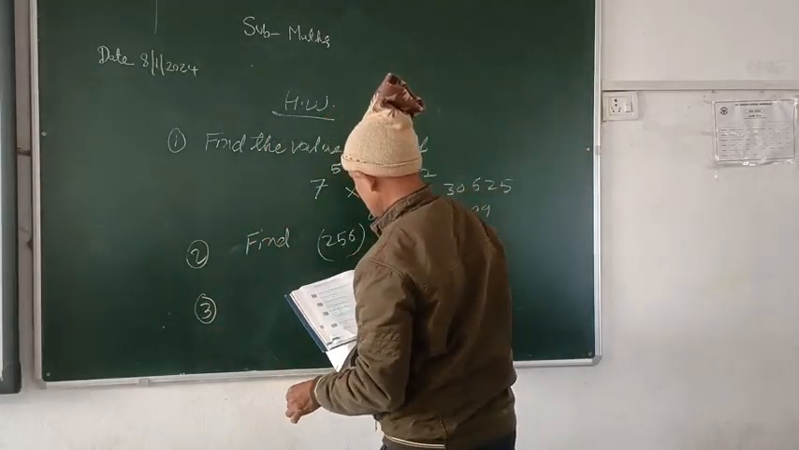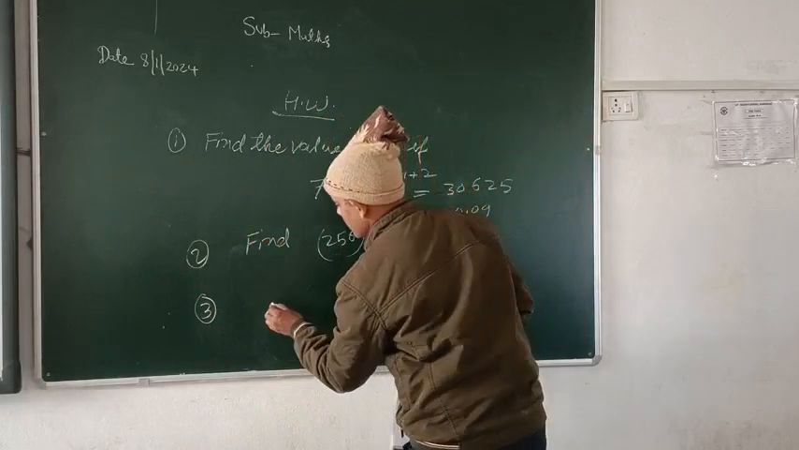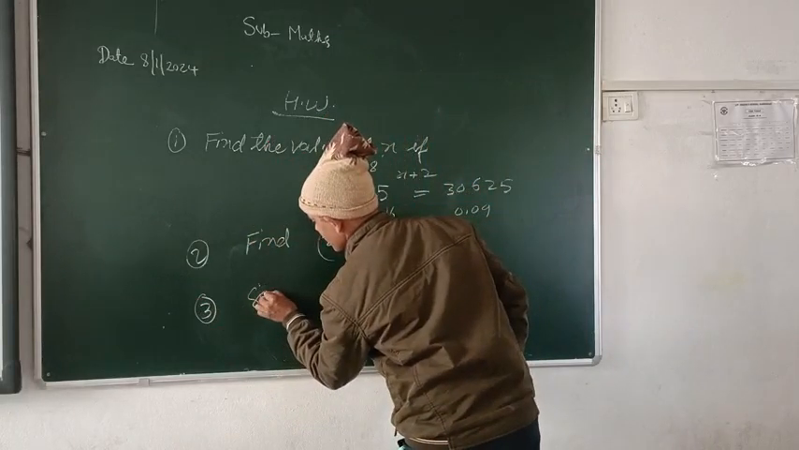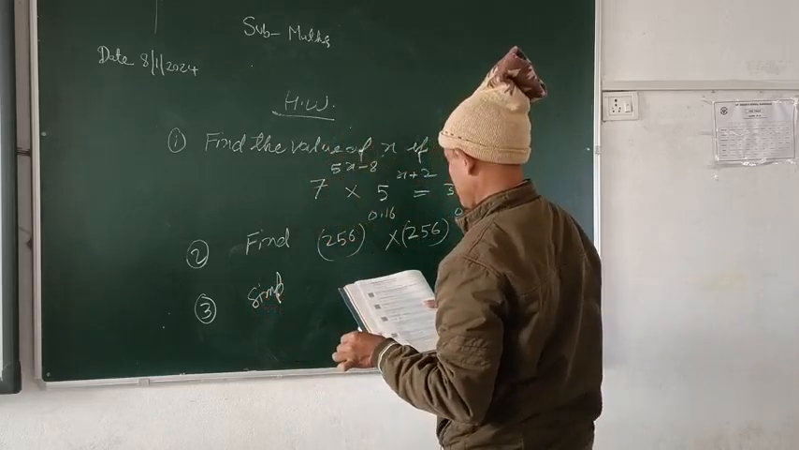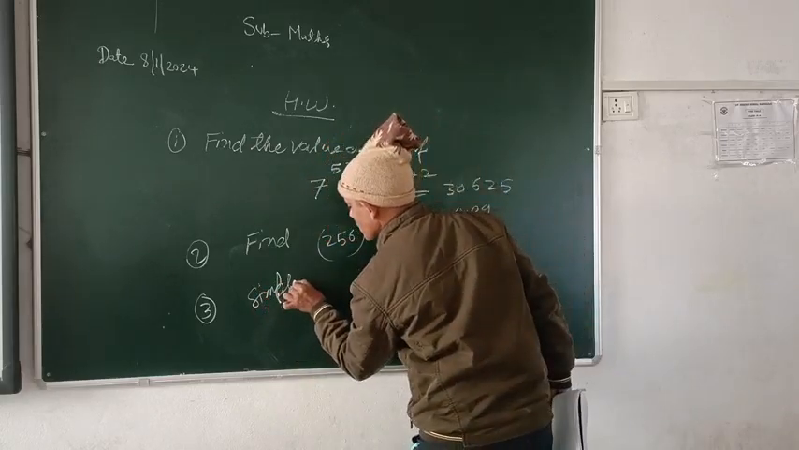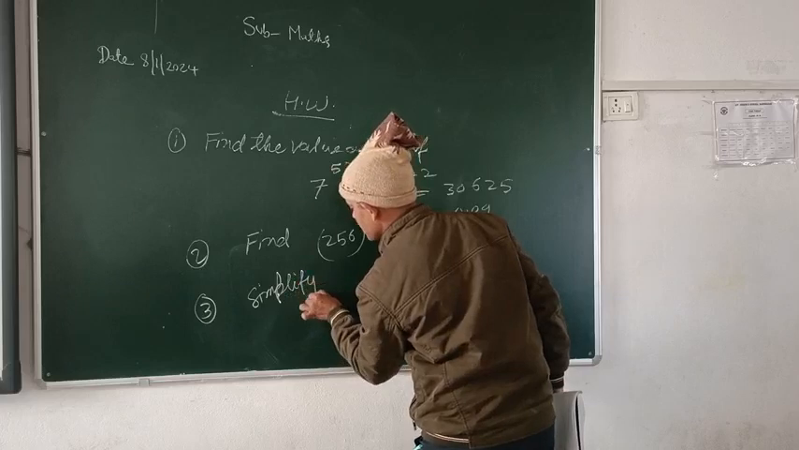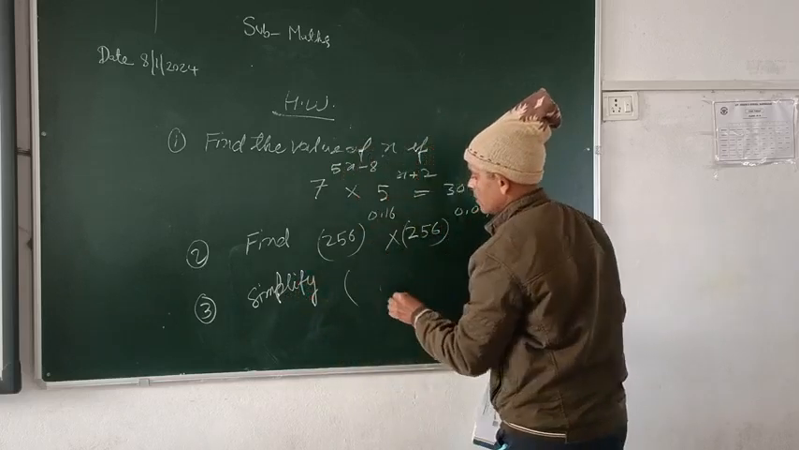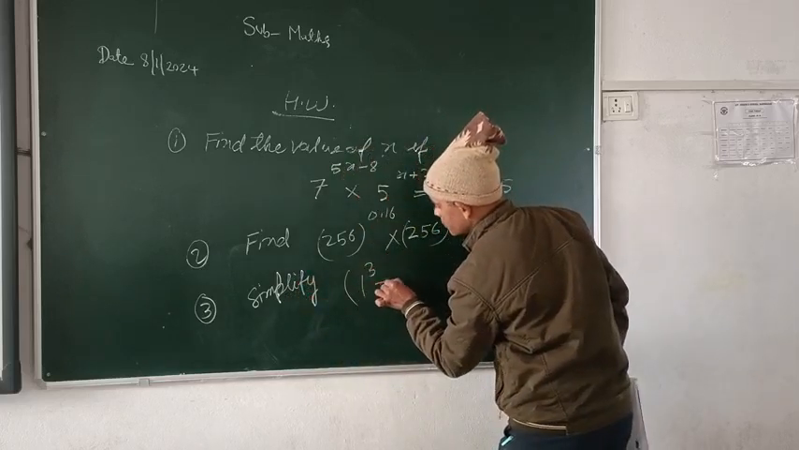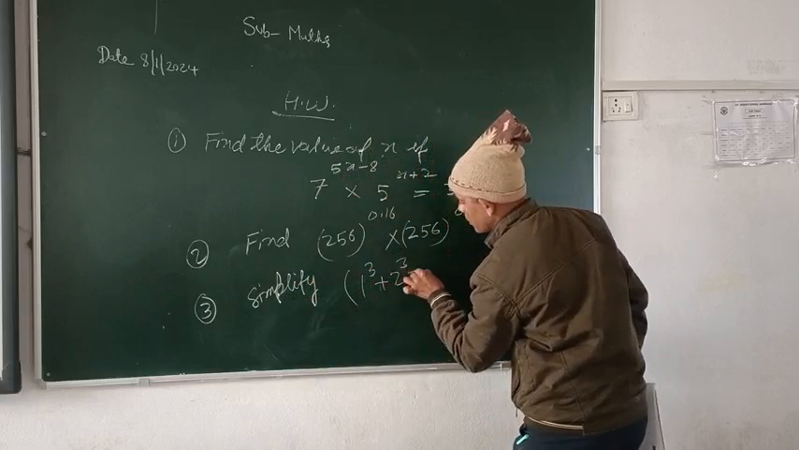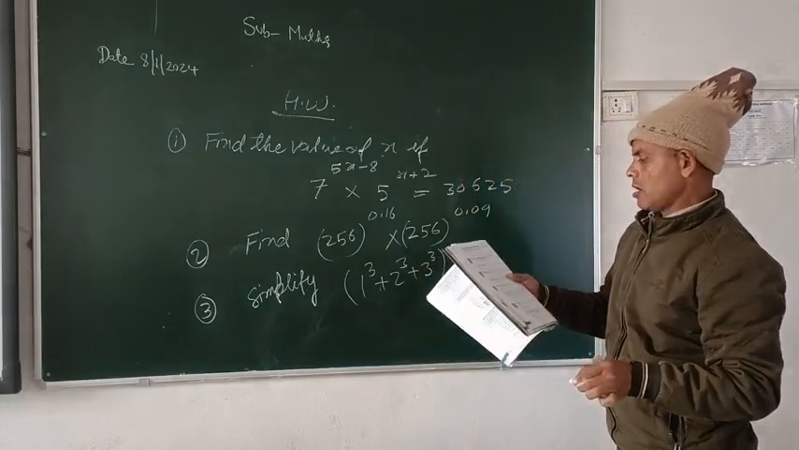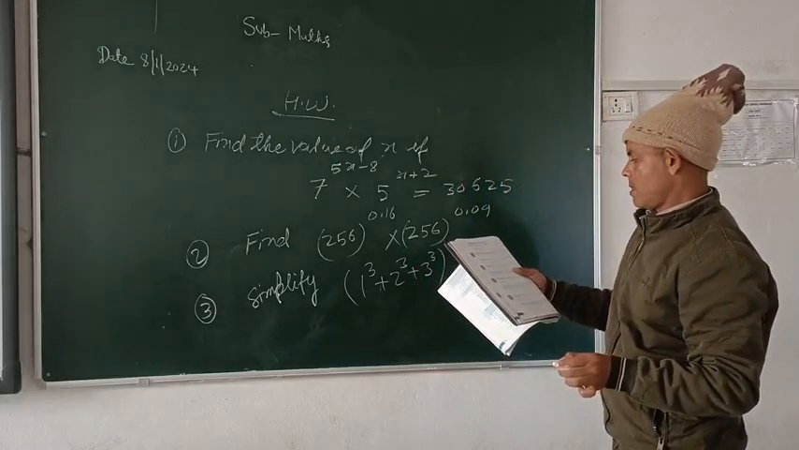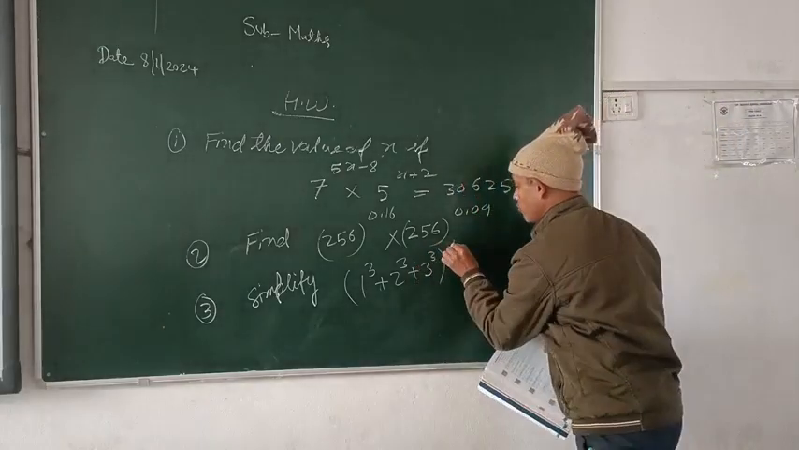And third one, simplify (1 cube plus 2 cube plus 3 cube) to the power 1 by 2.